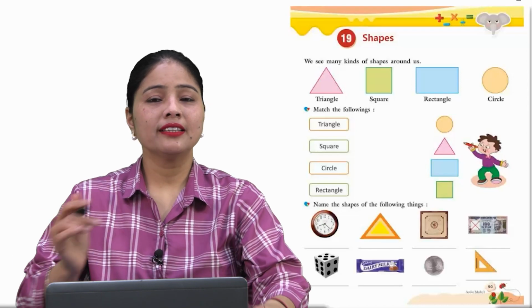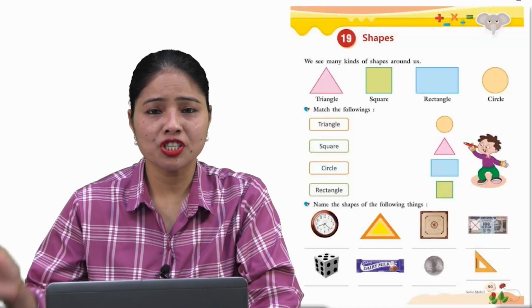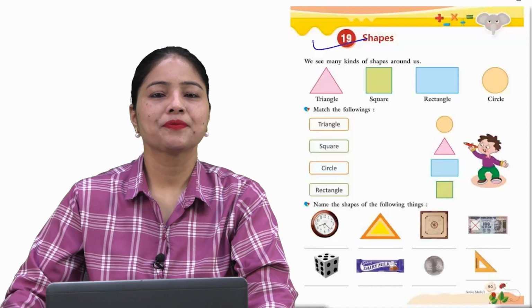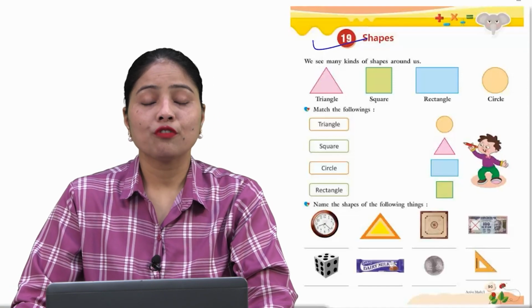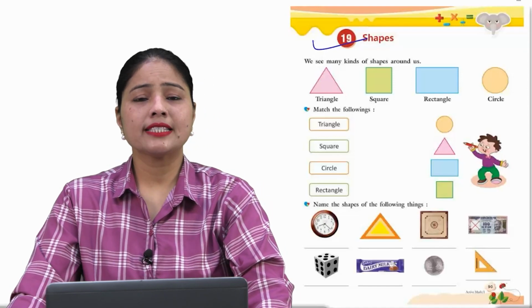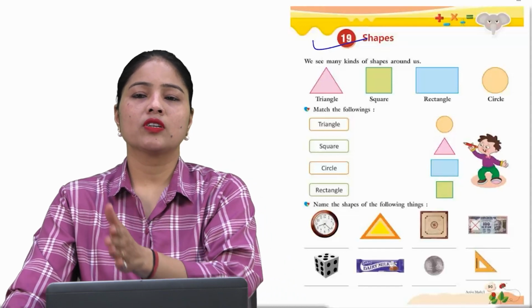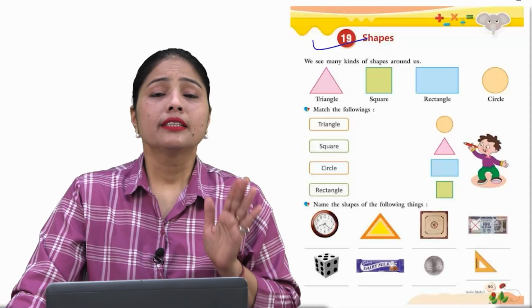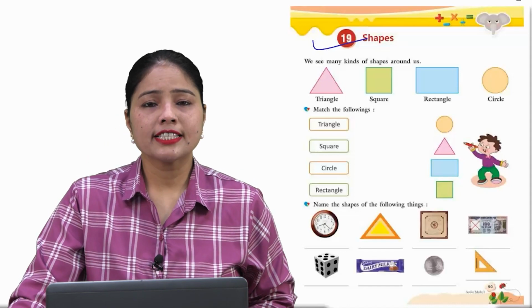So children, today in this class we are going to learn about shapes. So let's start with that. We see many kinds of shapes around us, just like triangle, square, rectangle, circle. These are the shapes. So match the following.